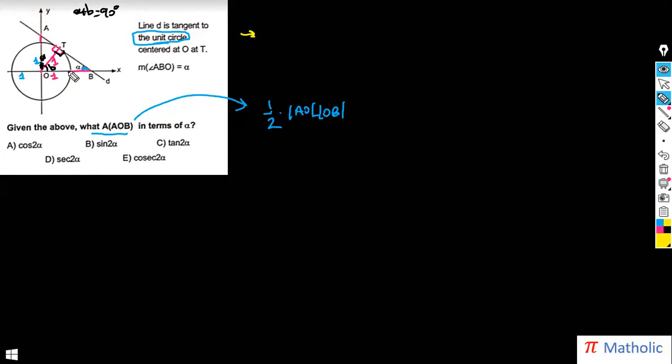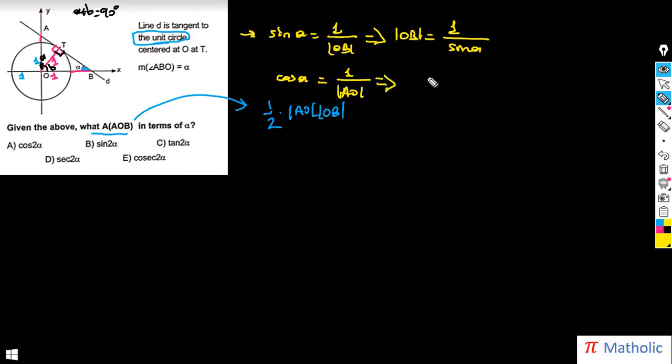Let's check triangle OTB. Let's apply sine rule here. Sine A is 1 over OB. So from here, if we do cross multiplication, we'll get OB is 1 over sine A. So let's check the second triangle, triangle AOT. Here, let's apply cosine rule. Cosine is 1 over AO. So let's do cross multiplication. AO will be 1 over cosine A.